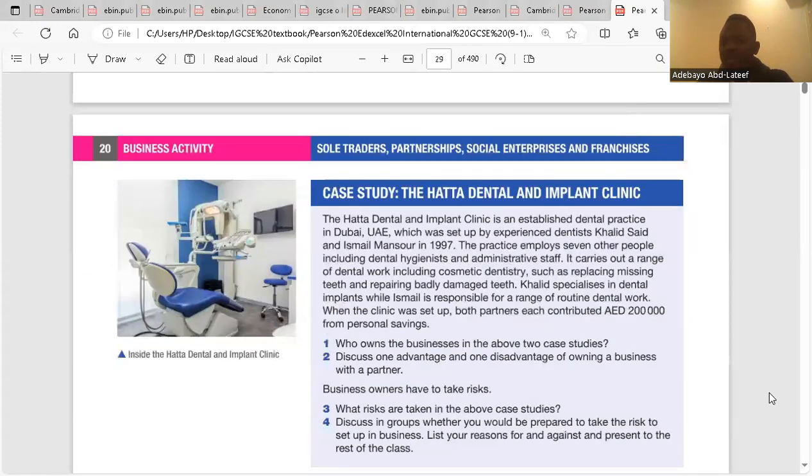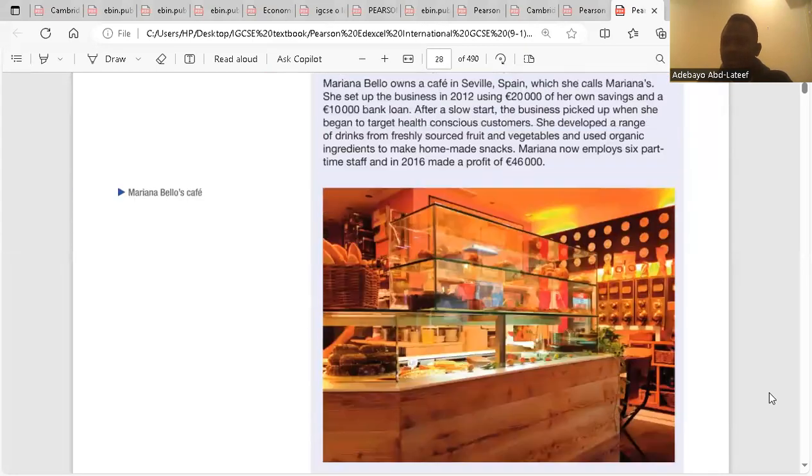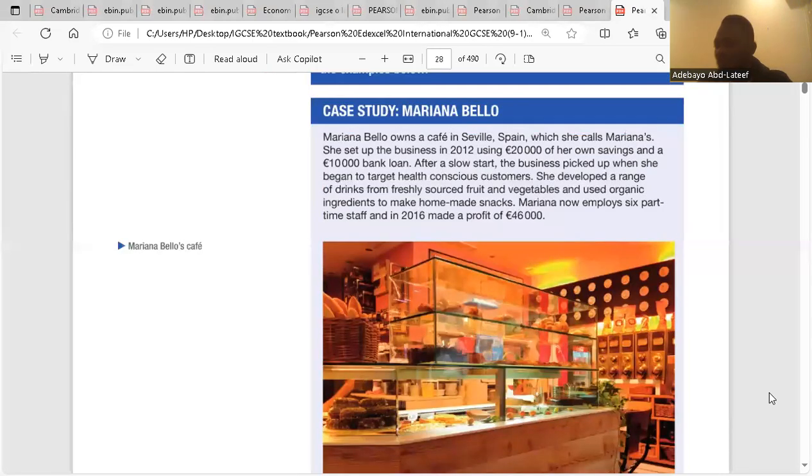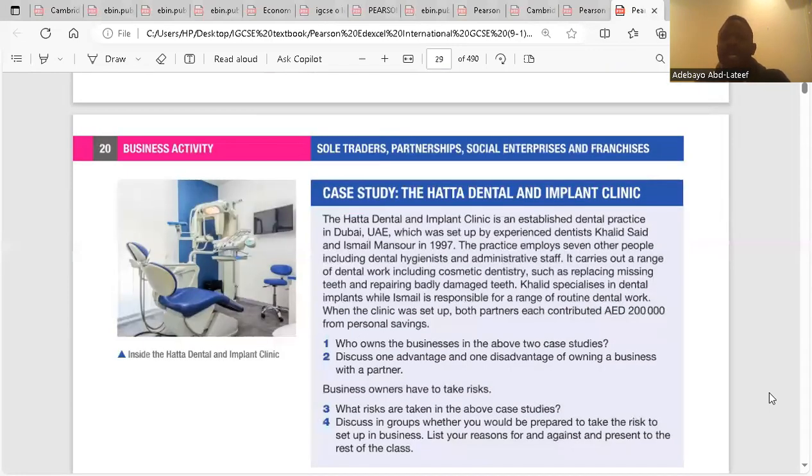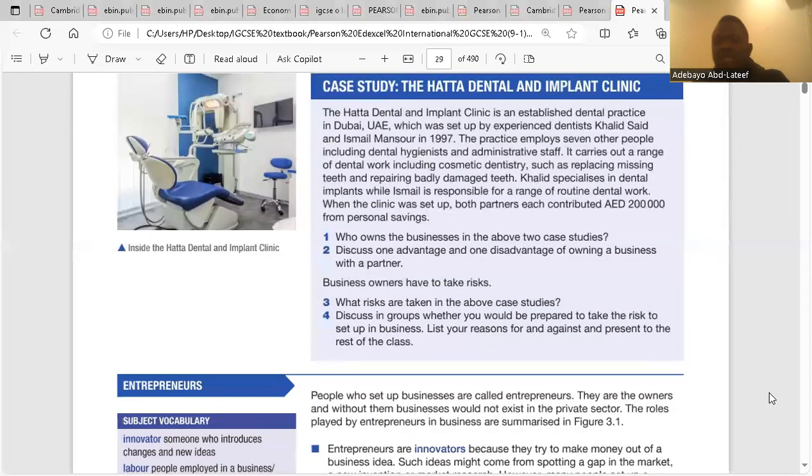They said, who owns the business in the above two case studies? For the first case, Mariana Bello owns a cafe in Sevilla. So the business is owned by Mariana. Then for the second one, the Alta Dental and Implant Clinic is an established dental practice in Dubai, UAE, which is set up by experienced dentists Khalid Said and Ismail Mansour. So the two owners of Alta Dental are Khalid and Ismail.